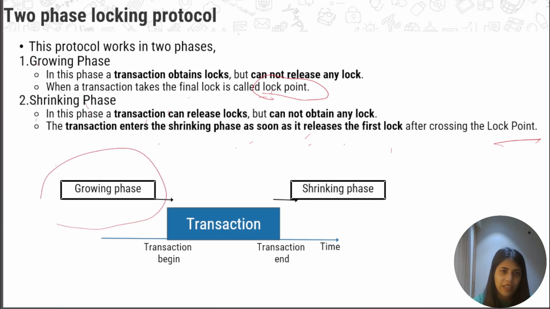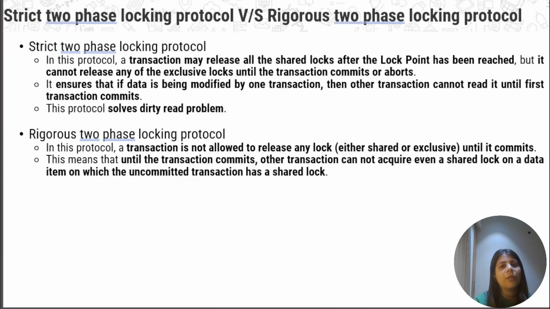So in the starting, we can say it's a growing phase as we are acquiring the locks, and the last one would be the shrinking phase as we are releasing the locks. So strict two-phase locking protocol versus rigorous two-phase locking protocol, let's understand the difference between them.